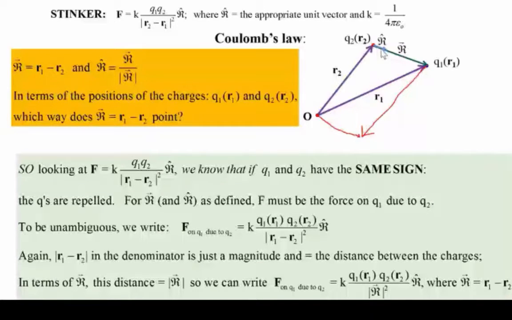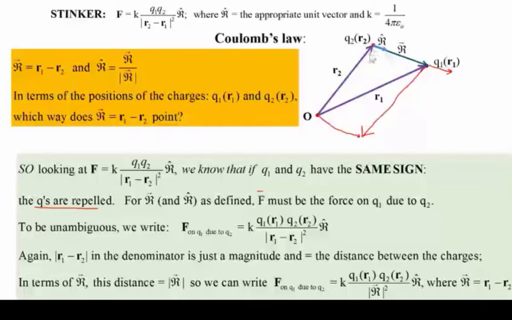If we take the case where we think these are the same sign, then we know that there's repulsion. If r and r hat are defined as we've shown here, then what force are we talking about? Which charge are we looking at the force on? So this should be a vector. Well, it must be the force on q1 due to q2. Why is that? Okay, if they're repelling, then of course this charge here would be pushed in that direction. That's the force on q1 due to this charge here.